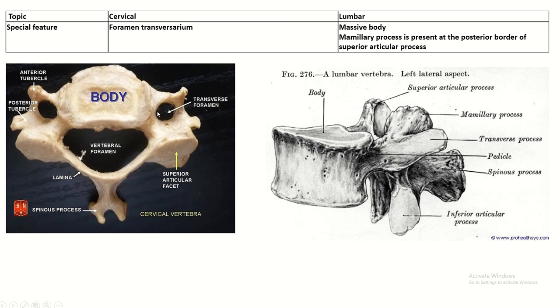The unique or special feature of the cervical vertebra is the foramen transversarium. And the unique feature of the lumbar vertebra is the massive body and the mammillary process present on the posterior border of the superior articular process.